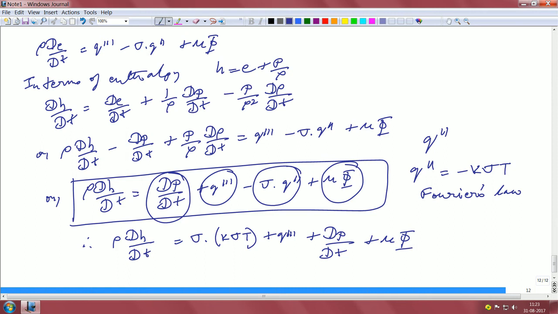All we have done is replace q double prime, the heat flux, with the equivalent temperature field coming from Fourier's law of heat conduction. This you already know, and there is nothing more to say about that. But if you look at this equation, there is an interesting problem associated with it.